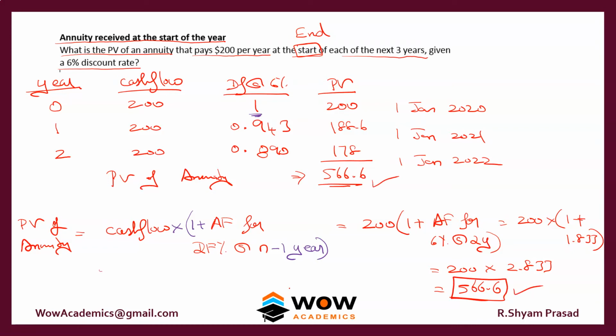Ensure that you understand this formula really well. This is when an annuity is received at the start of the year. You can use this formula. The earlier formula was for the end of the year.